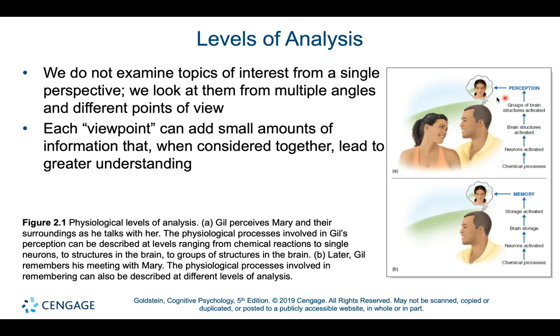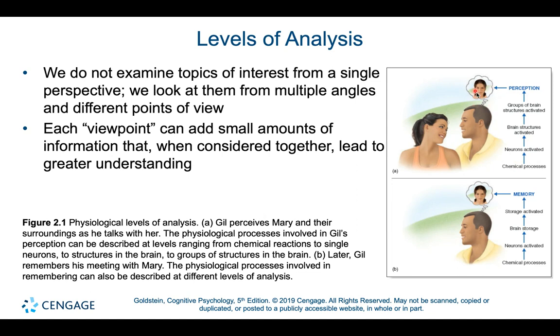Because if we want to explain how and why this man perceives this woman's face, we could answer that question as, well, there are some sodium ions that move into and out of a neuron, and that produces electrical activity. That's a valid level of analysis. But it also needs to be propped up or rounded out with these higher levels of analysis that also provide other levels of explanation.